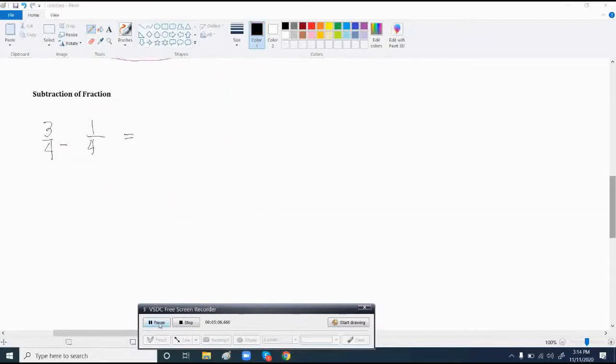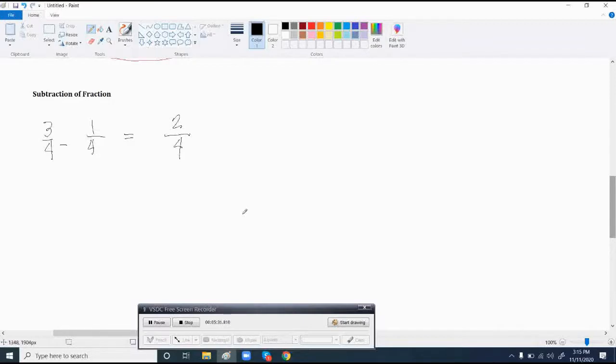Now, let's move on to subtraction of fractions. The same rule as in the addition of fractions: if your denominators are the same, just simply copy the denominator and focus on your numerator. So 3 minus 1 will be 2. So the final answer will be 2/4.